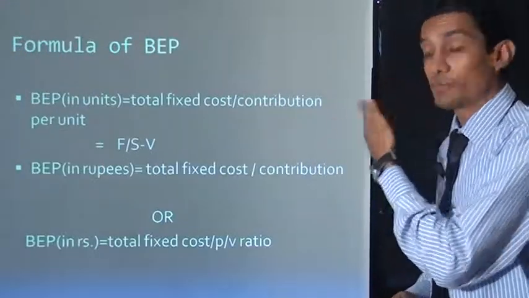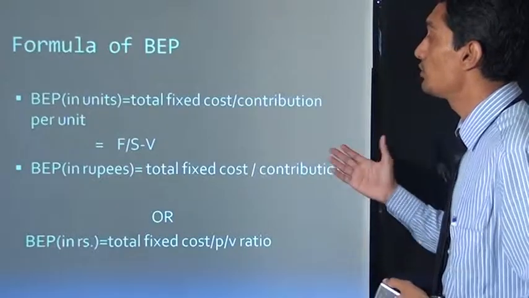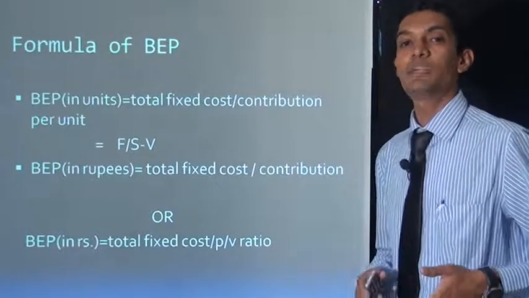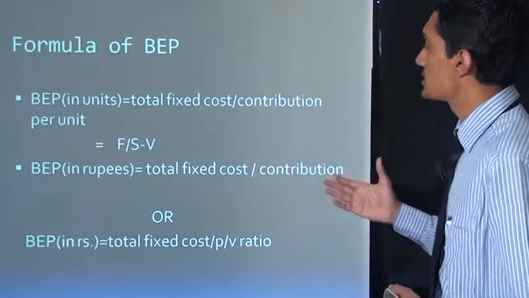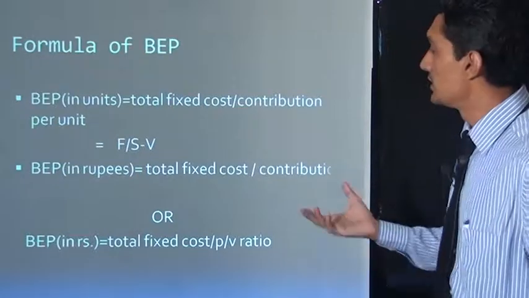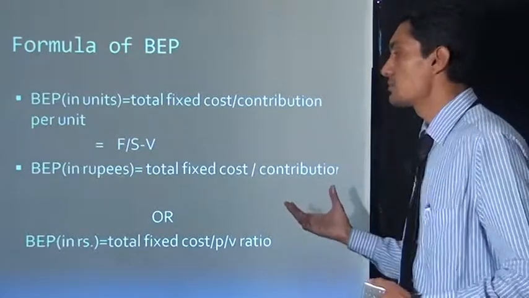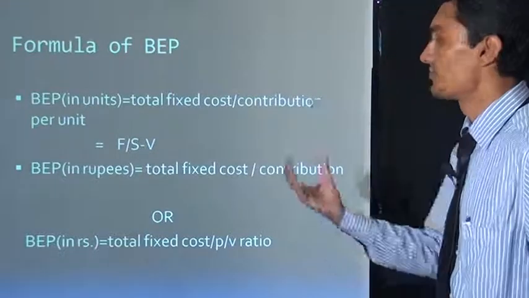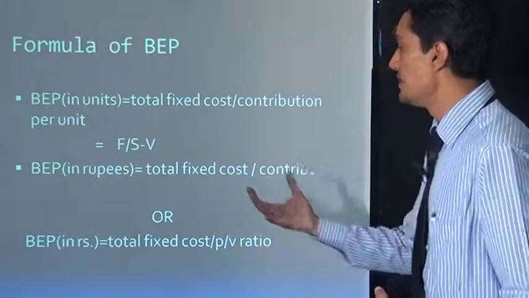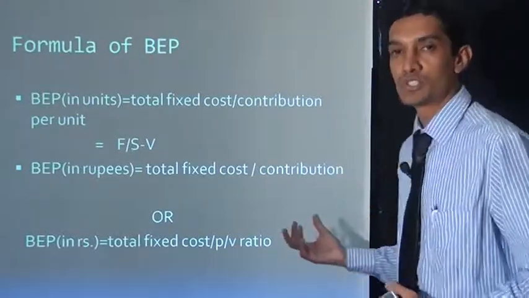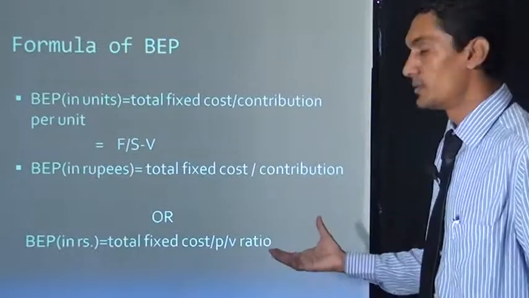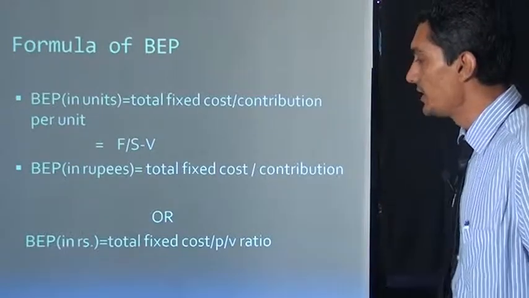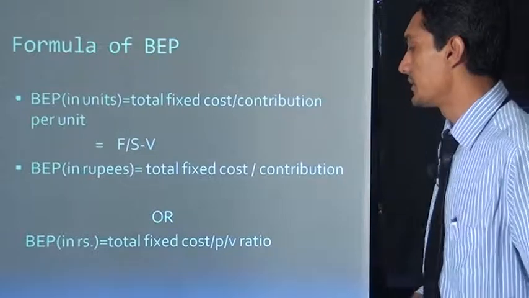Next, the formula of BEP. What is the formula of BEP? BEP in units is equal to total fixed cost divided by contribution per unit, that is F divided by S minus V. S minus V means sales minus variable cost, and you can get the contribution. If you find BEP in rupees, it is total fixed cost divided by contribution, both in rupees: fixed cost in rupees and contribution in rupees. BEP in rupees is also total fixed cost divided by PV ratio.